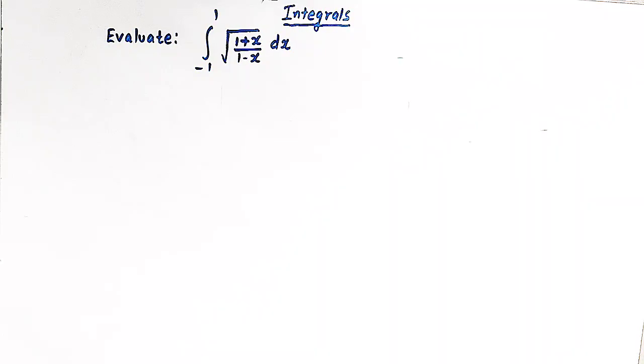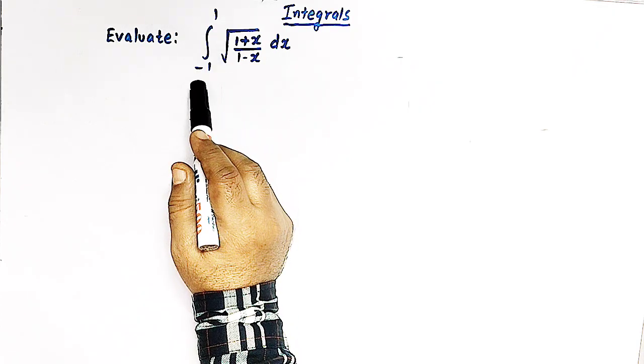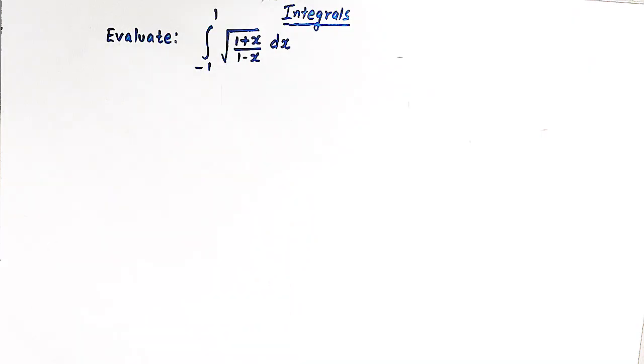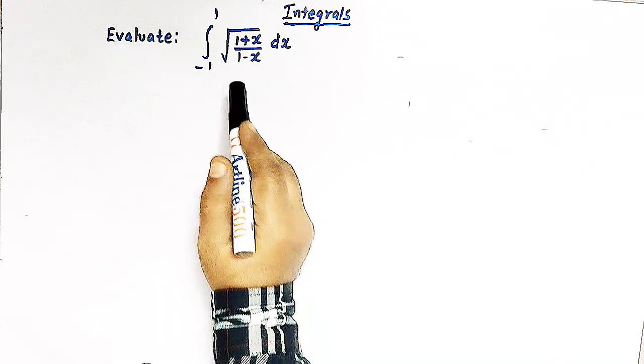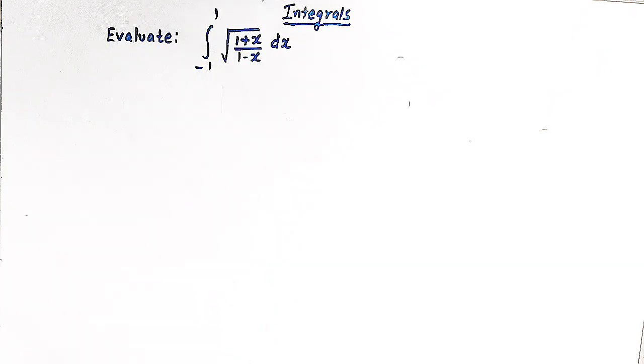Hello viewers, in today's session we are going to discuss another important problem from integrals. We are going to evaluate this integral, that is the integral from -1 to 1, and the integrand is the square root of (1 plus x) divided by (1 minus x), with dx.